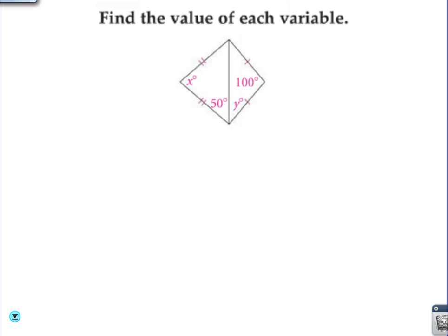Okay. Similar, but not really the same thing. Now we're back to talking primarily about isosceles. You don't have a line of symmetry. You don't have one cutting it in half. You have two different isosceles triangles here, and you're looking for the value of x, and you're looking for the value of y.